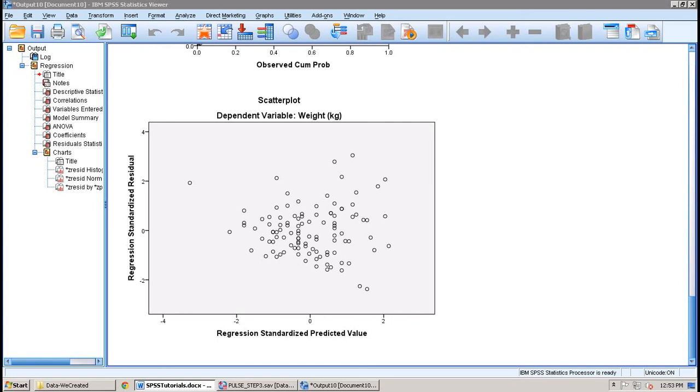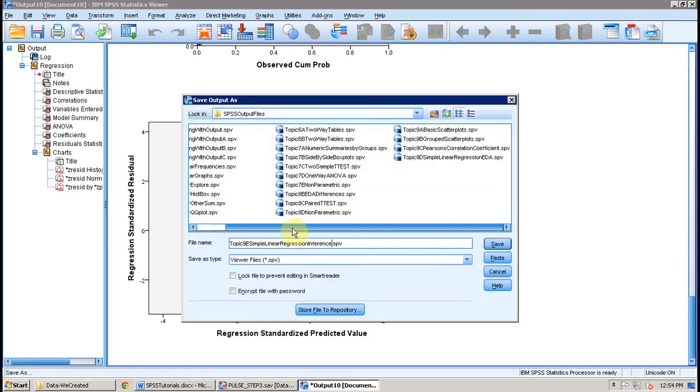In this case, there is some evidence of non-constant variance, in that for large values on the x-axis, there seems to be more variation. Possibly we have two clusters illustrating the different genders. We could investigate further by analyzing the two genders separately. We will save this output as topic 9e.spv.